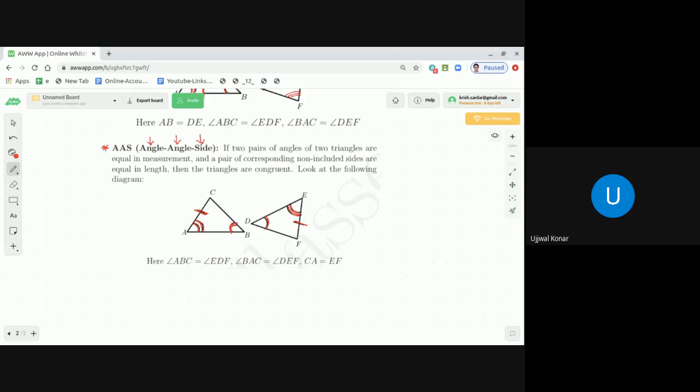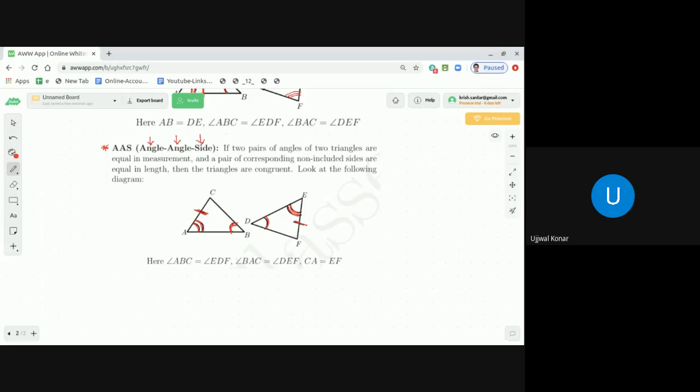Unlike the other one, angle side angle. Angle side angle means you are taking the side which is between these two angles. But here, angle angle side means you are taking two angles and a side which is not included between them. Let me read the statement once more, dear students, before proceeding to the next rule.